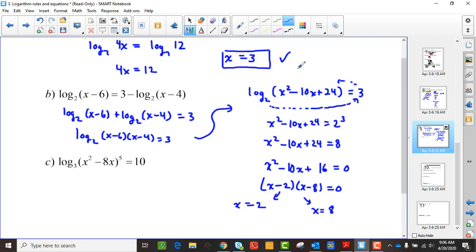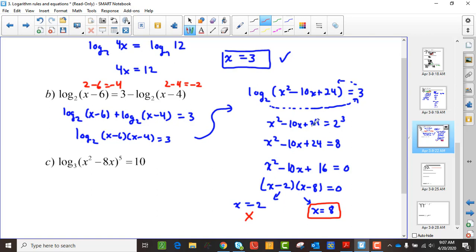And if I go back here, and I'll just do it in different colors so you can see what I'm doing. If I put in 2 minus 6, I'm going to get negative 4, and that's not okay. So this x equals 2 is not big enough. It's not a good solution because it's going to end up giving me a negative logarithm here and also here. If I go 2 minus 4, I'm going to get minus 2. So I'm going to take the log base 2 of minus 2, and I can't do that. So this one is extraneous.